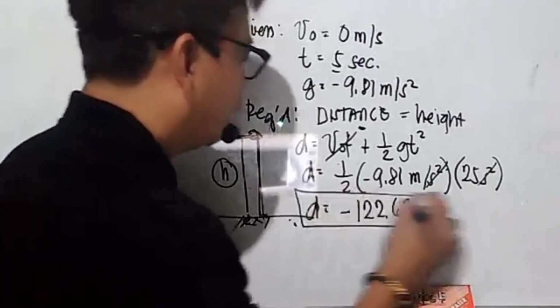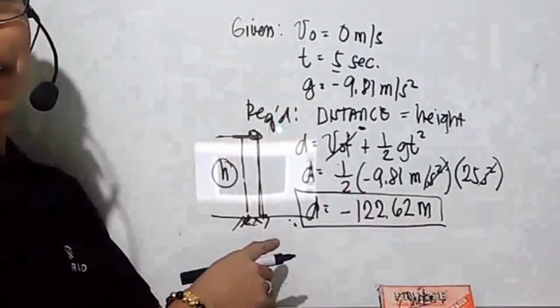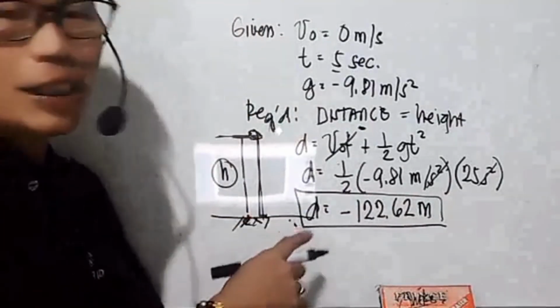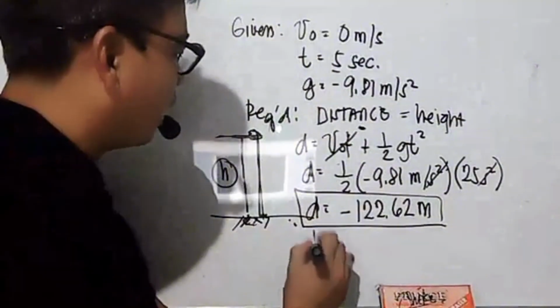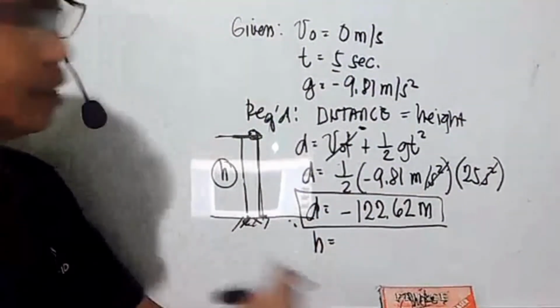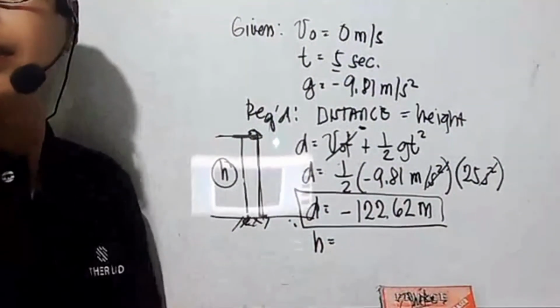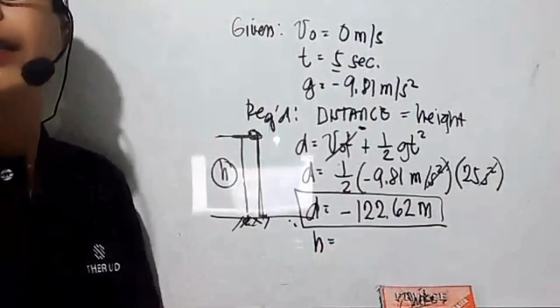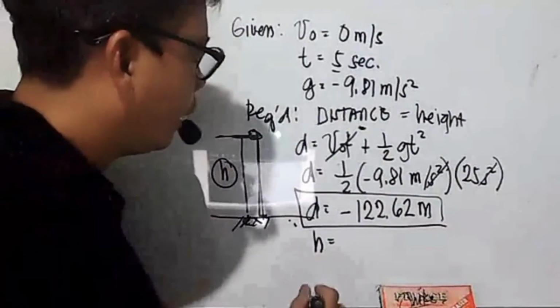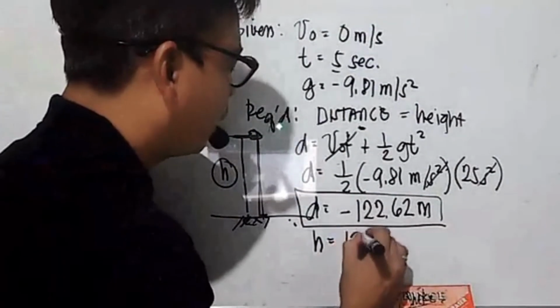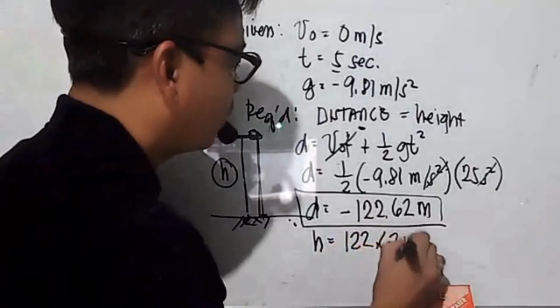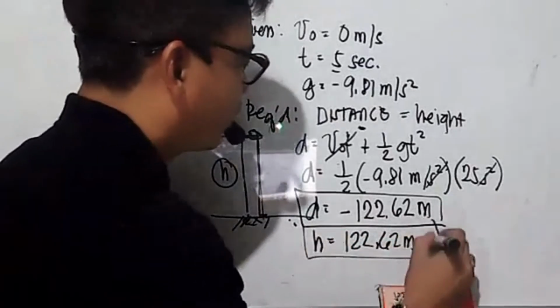Okay, now this is the displacement. Yung displacement to kasi may negative siya. So your height now, hopefully you can see it here. Okay, it's still clear. So your height now is positive 122.62 meters. So this is your answer.